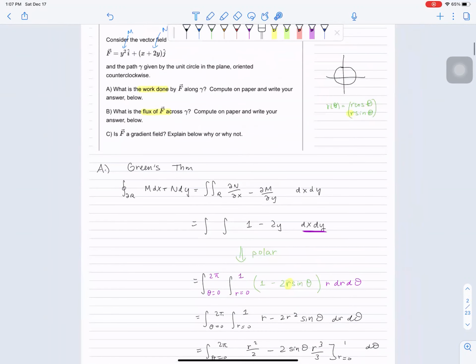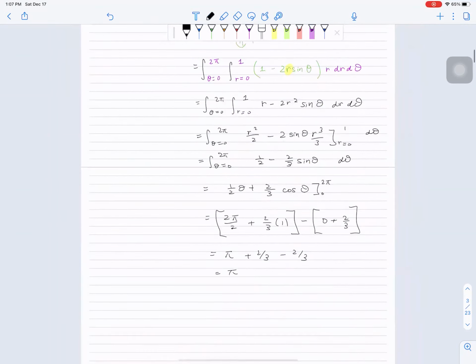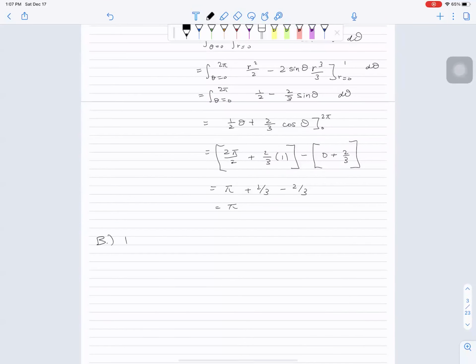Okay, and part B says what is the flux across gamma? So you can either memorize the formula or derive the flux formula from Green's theorem. The formula for flux says that the flux, in other words, the integral over the boundary of m dy minus n dx, equals, so I still want to say I'm using Green's theorem, the double integral over the interior domain of the partial of m with respect to x plus the partial of n with respect to y, dx dy.